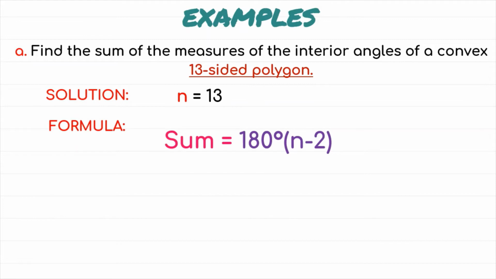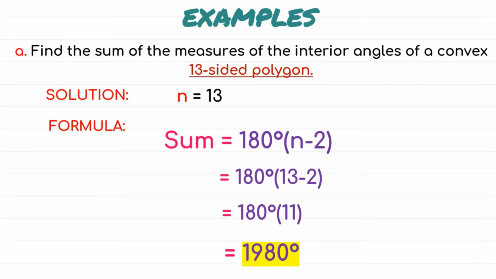Then, ang formula natin, sum is equal to 180 degrees times n minus 2. Pwede naman baliktad siya. N minus 2 times 180 degrees kasi multiplication naman siya. So, pwede siyang magpalit ng posisyon. Next, 180 degrees times 13 minus 2, that will be 180 degrees times 11. That will be 1,980 degrees po yung sum of the measures of interior angles ng isang 13-sided polygon.